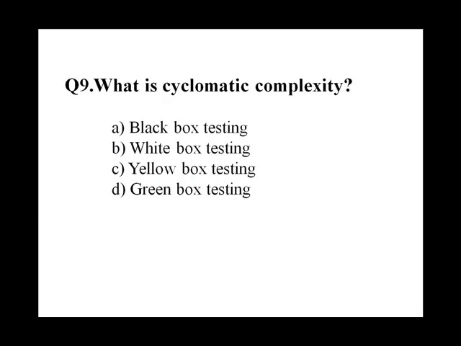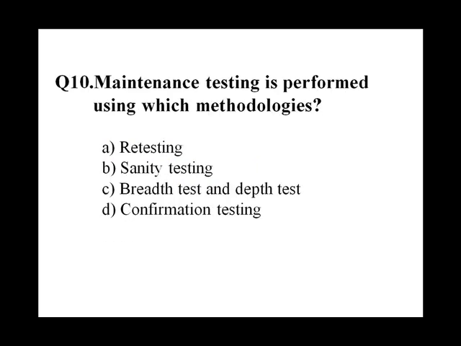Next question. What is cyclomatic complexity? The options are black box testing, white box testing, yellow box testing, green box testing. The correct option is the second one, white box testing. Next question. Maintenance testing is performed using which methodologies? The options are retesting, sanity testing, breadth test and depth test, confirmation testing. The correct option is the third one, C, breadth test and depth test.